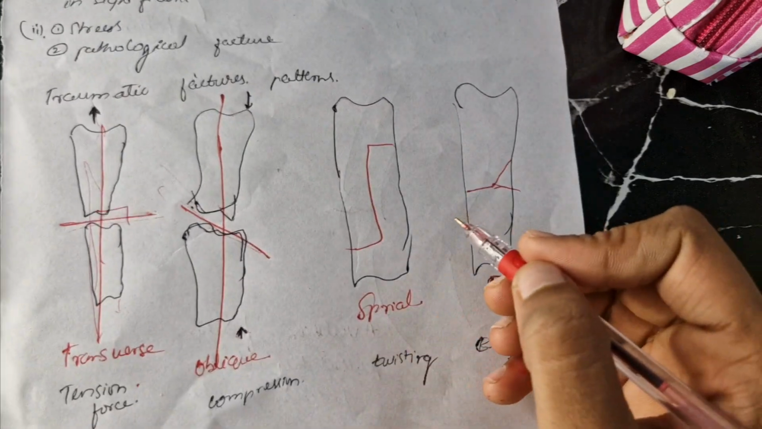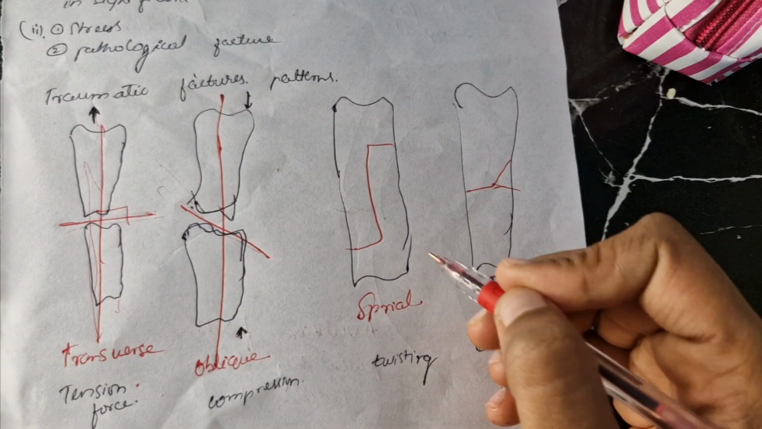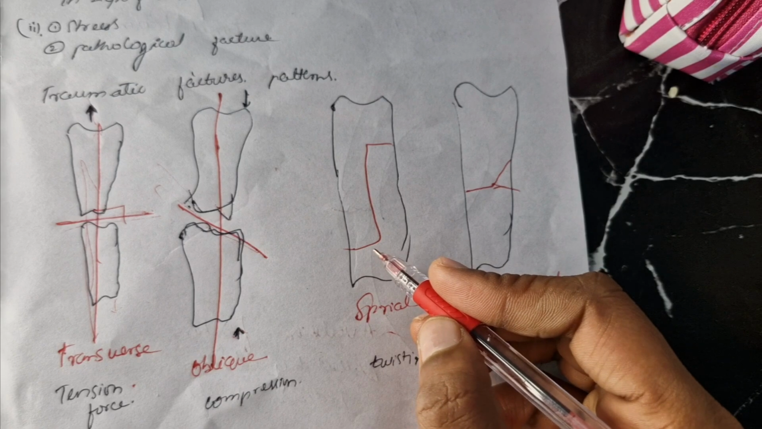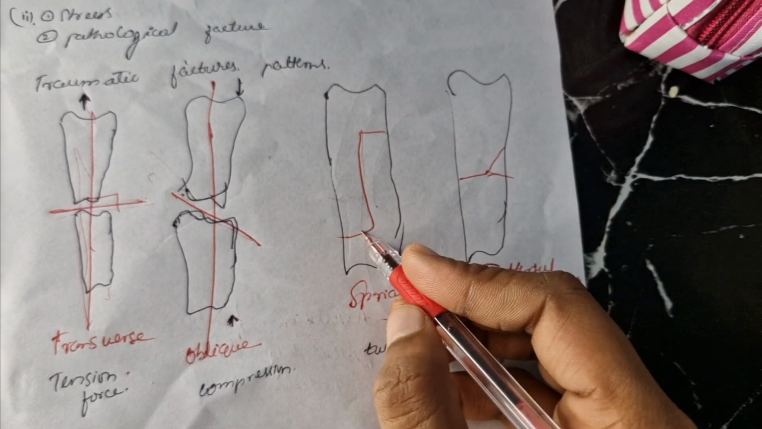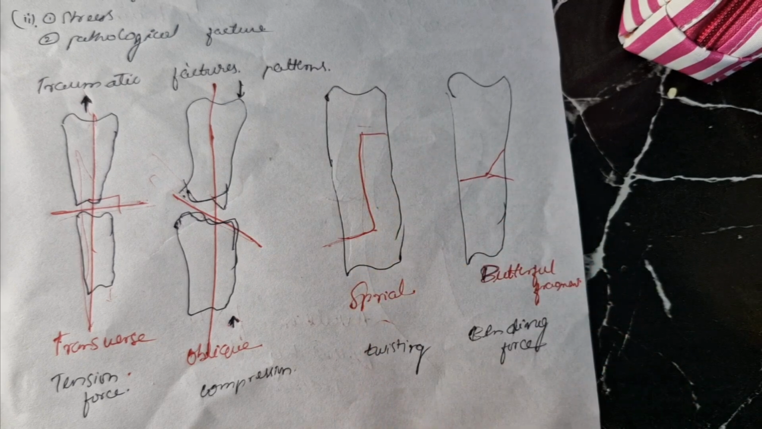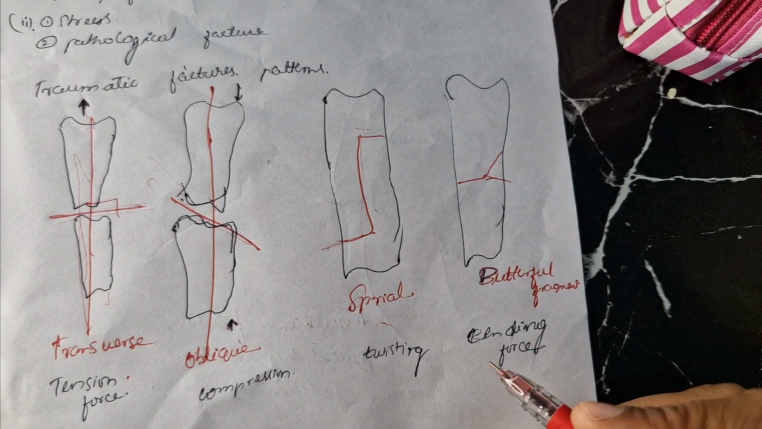And in a spiral fracture, the force is a twisting force. There will be two fractures in different planes. That is, in the longitudinal plane one fracture is there, and in the horizontal transverse plane a fracture is also there. This is called a spiral fracture.